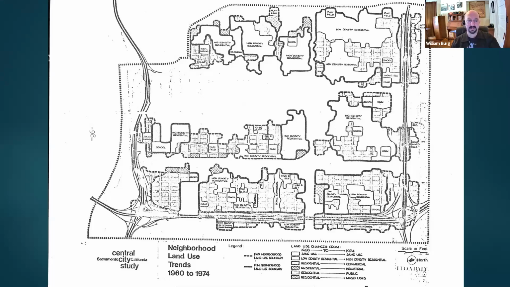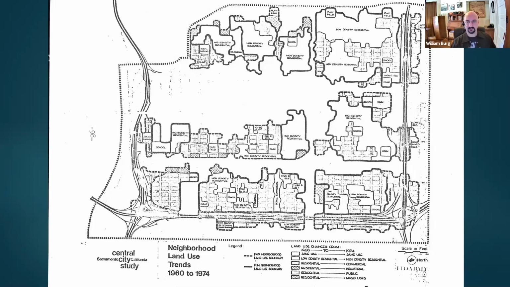Another major change in city planning happened in the 1950s, also during the redevelopment era, where new state legislation in California required that every city have a general plan. That's what we're talking about today, general plans for how we build and develop cities.